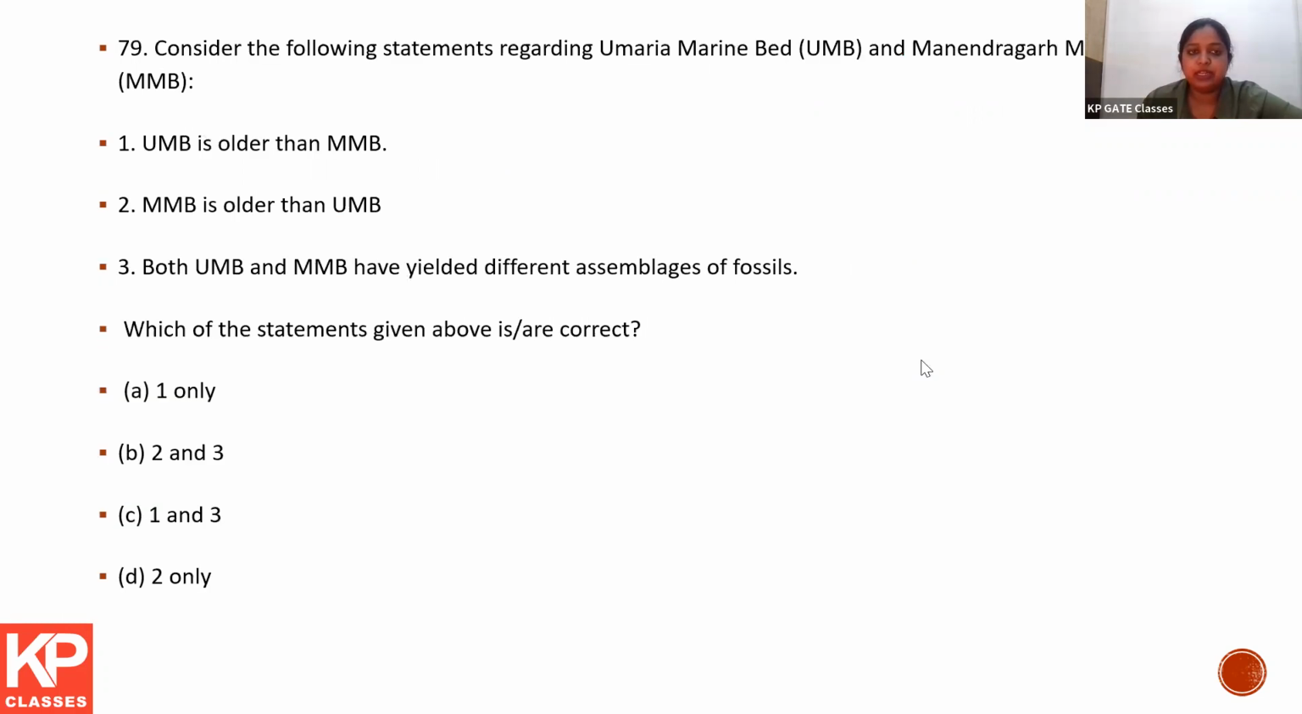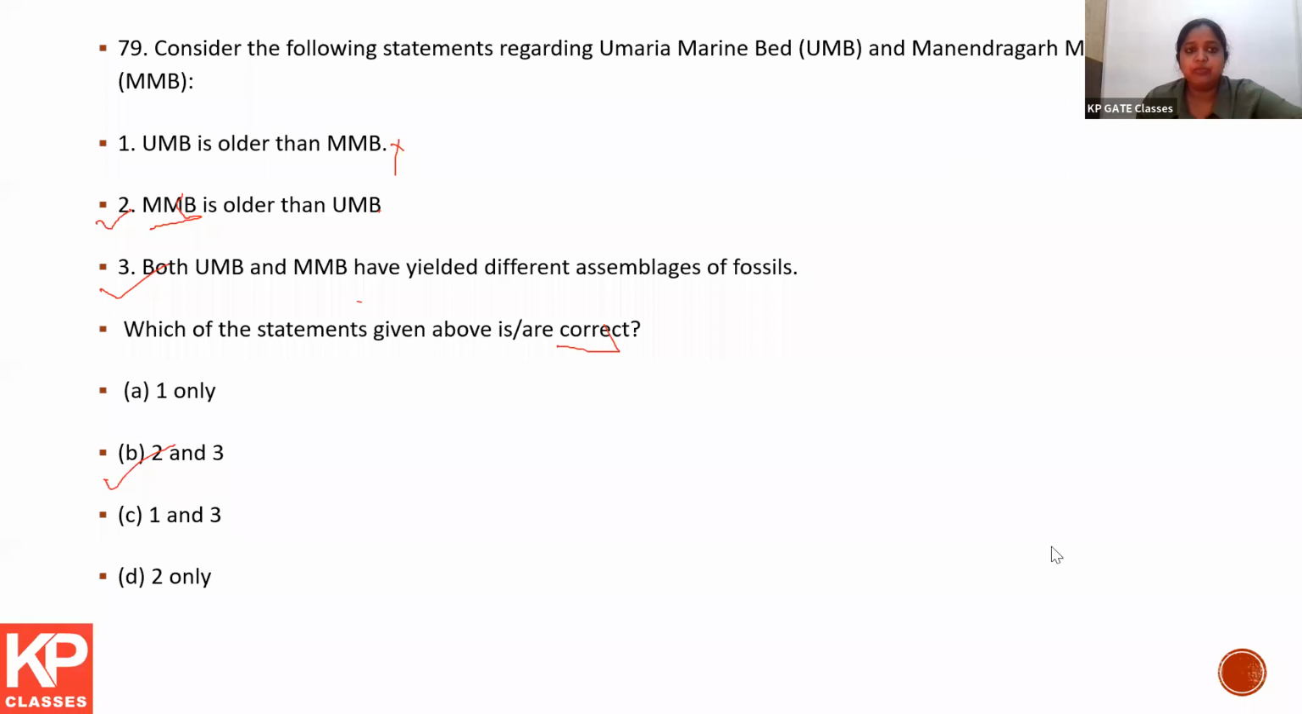Okay. Next one. Consider the following statements regarding the Umia marine bed and Mainadhar marine bed. Among these, which one is the correct statement? UMB is older than MMB. No, actually, the Mainadhar marine bed is older than the Umia marine bed. Then both Umia and Mainadhar yield different assemblages of fossils. Yes, both the ages are different, both yield different assemblages of fossils. So options 2 and 3 are correct. So the right answer will be B. This was also actually an easy question.